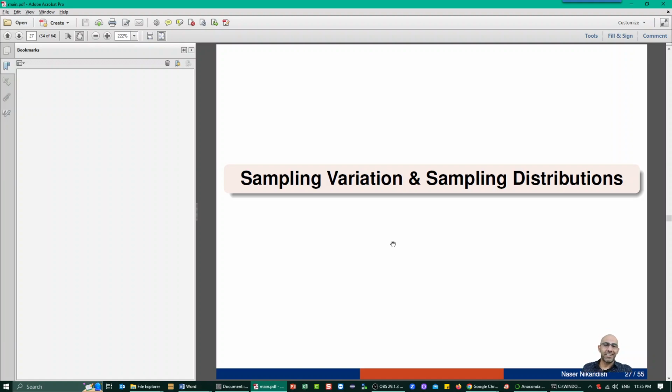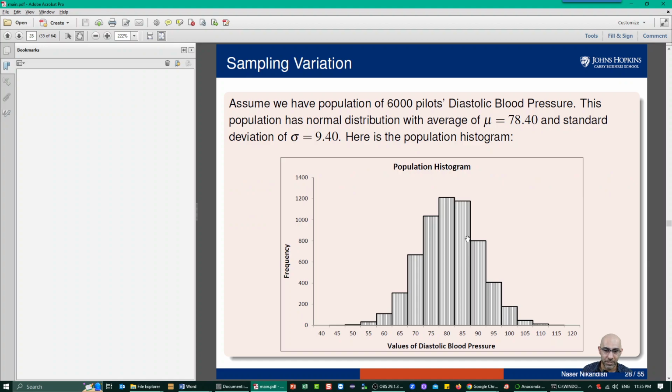All right, let's continue our discussion. So far in law of large numbers, our discussion was on x bar getting close to mu. It was all about average, right? Let's make it a little bit spicier and talk about sampling variation.